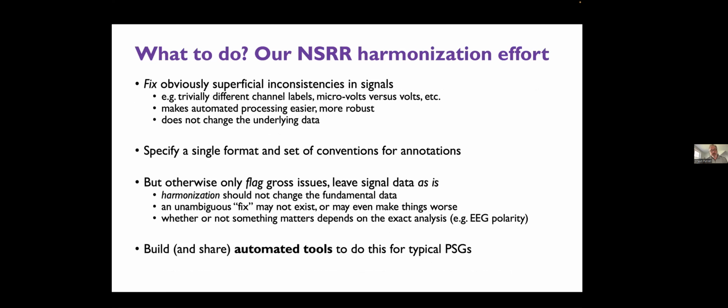And so reviewing these kinds of issues, the question we asked is, what to do? I just want to give a high-level overview of our current and ongoing NSRR harmonization effort to try and address some of these issues. Perhaps obviously, although in practice it's not always straightforward, we want to fix things that are superficially inconsistent in the signal data, such as differences in channel labels or microvolts versus volts. Again, the idea here is to make automated processing easier and more robust. But none of these changes would change the underlying data. So these things we fix.